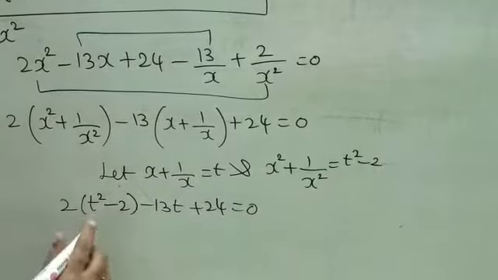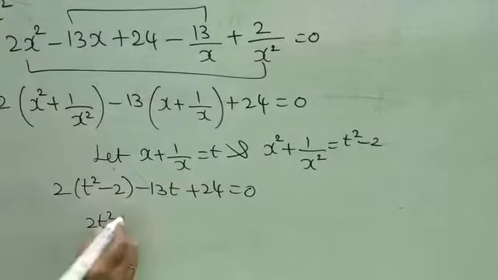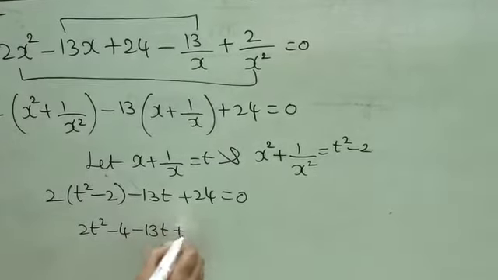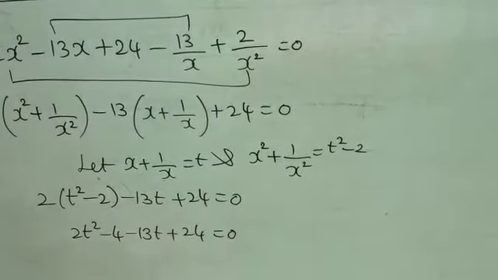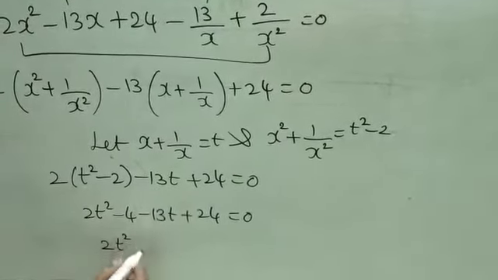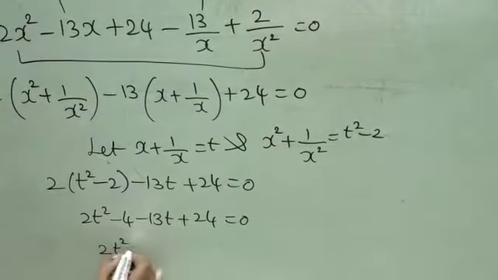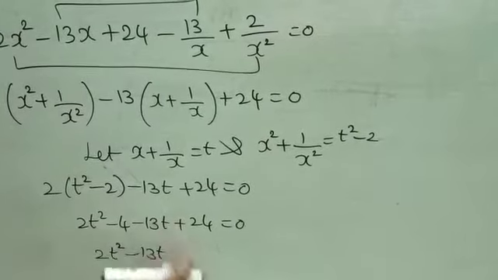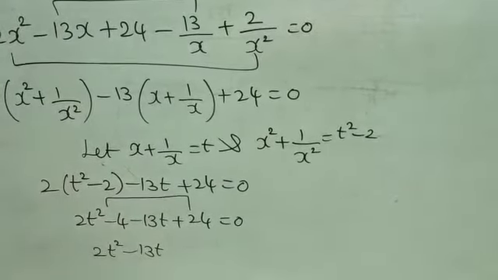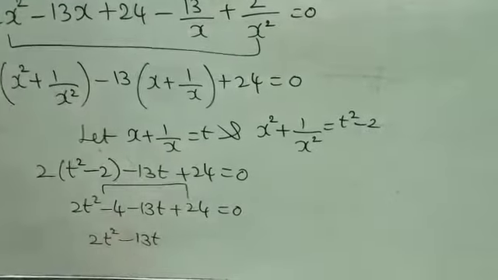Now 2 into t square, 2t square, 2 into minus 2, minus 4, minus 13t plus 24 equal to 0. Write the highest power of t first: 2t square. Only minus 13t, only one t term, therefore I write it in the middle. Minus 4 and plus 24 both are like terms. 24 minus 4 is plus 20.